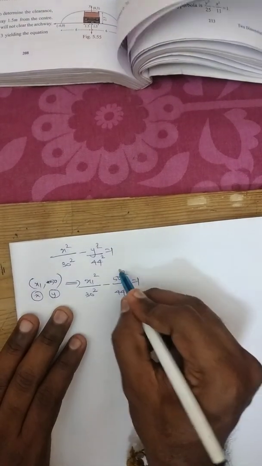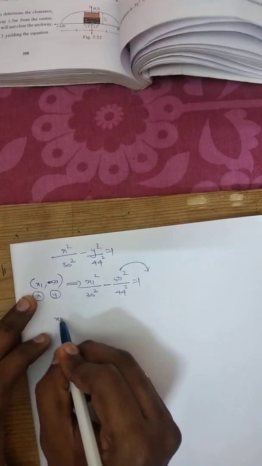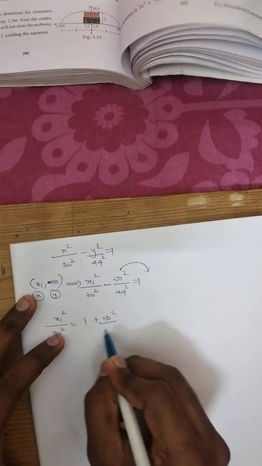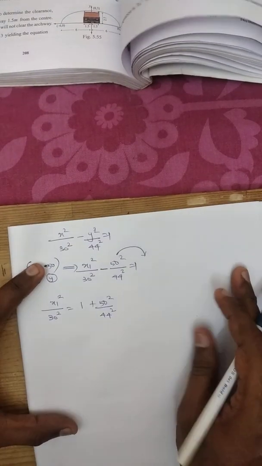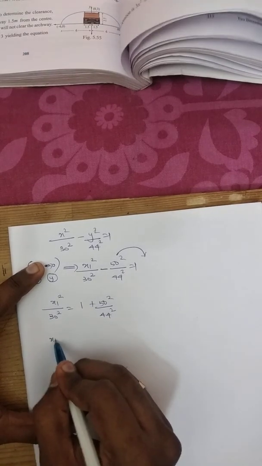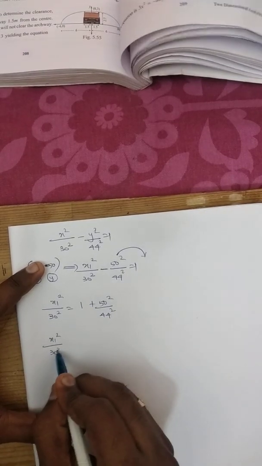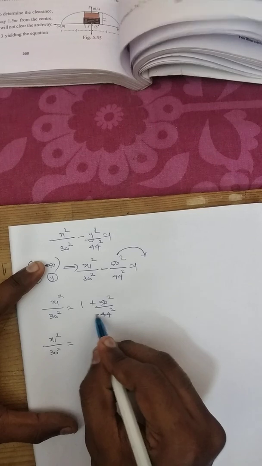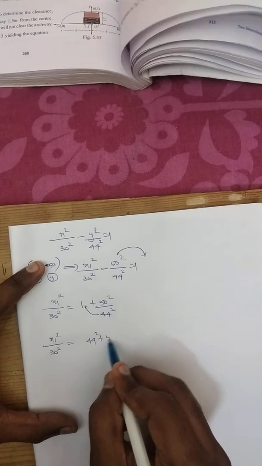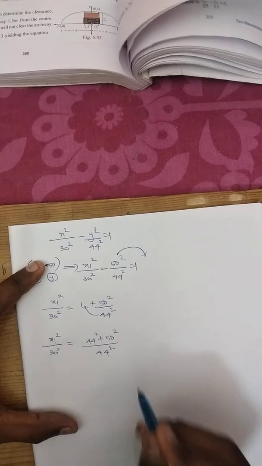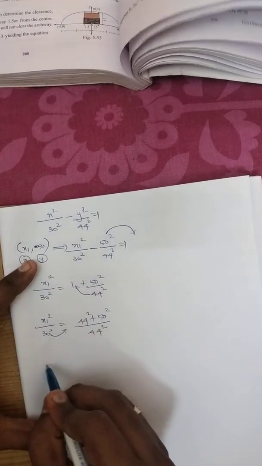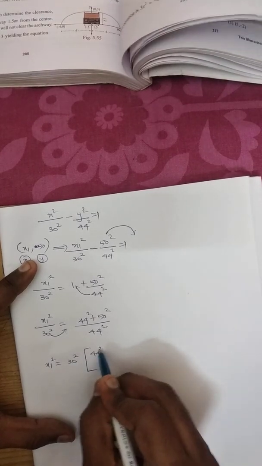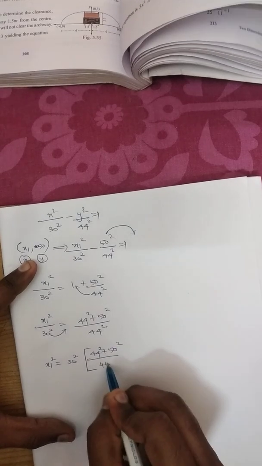Next, what am I going to do? Move this term to this side, so this minus will become plus. x1 square by 30 square is equal to 1 plus 50 square by 44 square. First I will cross multiply: 44 square plus 50 square divided by 44 square. This 30 square comes to this side. x1 square is equal to 30 square, open the bracket, 44 square plus 50 square divided by 44 square.